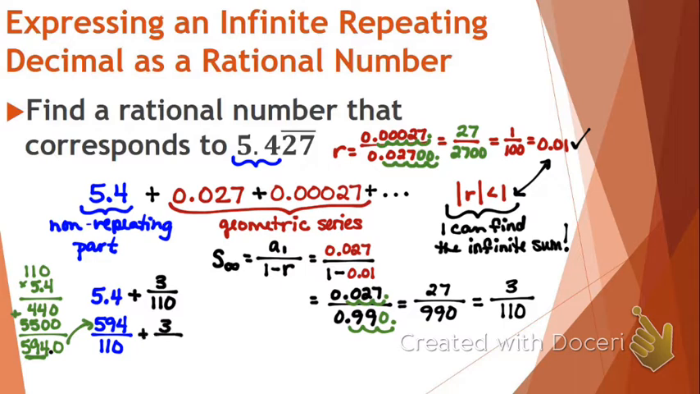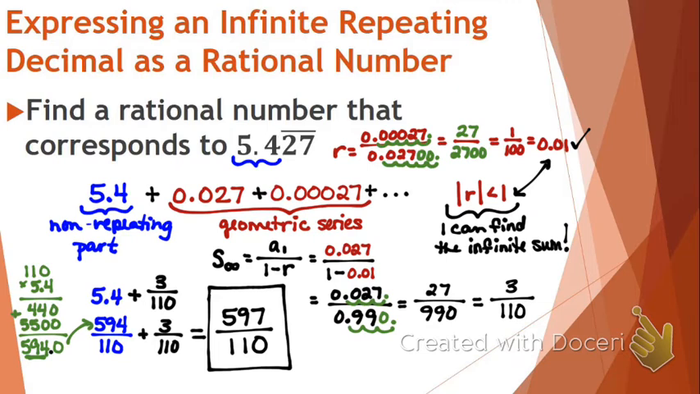Plus 3 over 110. That shouldn't be too bad to add together. What is that? 597 over 110. Grab your calculators real quick. I want to verify that that really is 5.4272727272772. Did you get that original repeating number? Good.